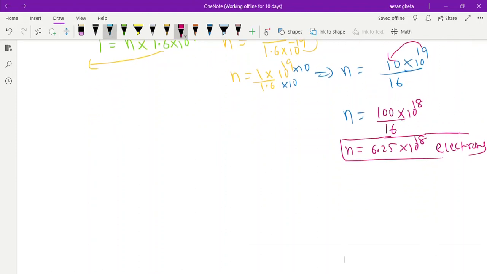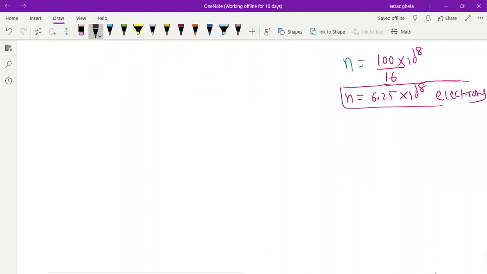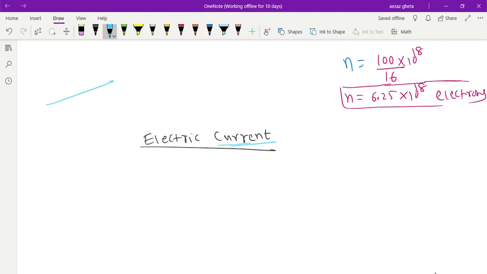Now if we go to the next topic, what exactly is the meaning of electric current? What is electric current? Anyone knows? See, current is nothing but flow. Like water current, what does water current mean? How much water is flowing, the flow of water. Like wind current, the flow of air. In the same way, electric current is nothing but a flow of charge. Flow of charge.